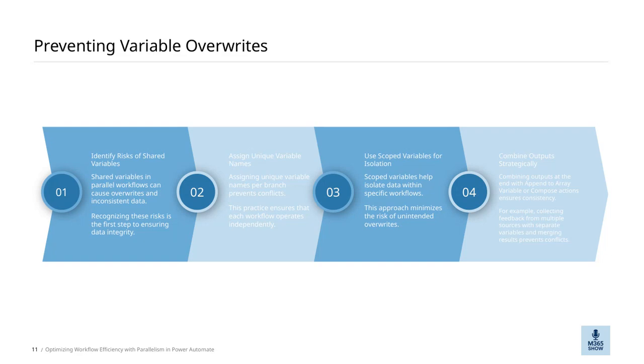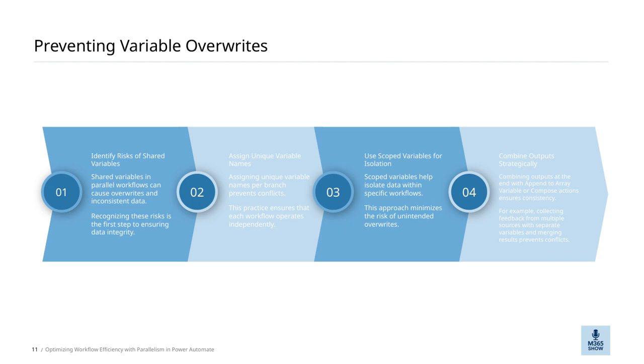Let's talk about preventing variable overwrites in Power Automate. When you're working with parallel workflows, shared variables can sometimes cause issues like data overwrites or inconsistencies. Recognizing these risks early on is crucial for maintaining data integrity throughout your automation. One effective way to avoid conflicts is by assigning unique variable names for each branch or parallel path.